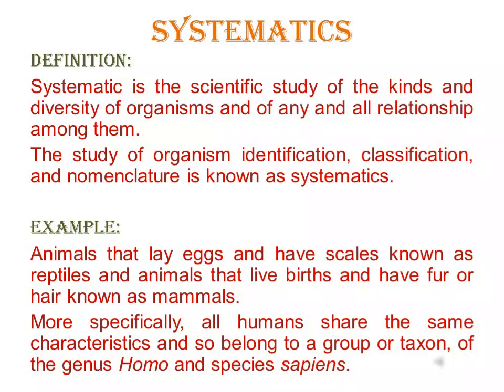Animals that lay eggs and have scales are known as reptiles, and animals that give live births and have fur or hair on their body are known as mammals. More specifically, all humans share the same characteristics and so belong to a group, or a taxon, of the genus Homo and species sapiens.